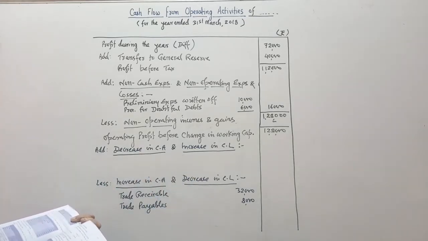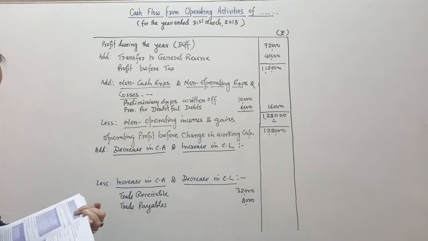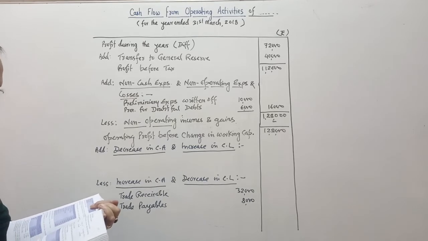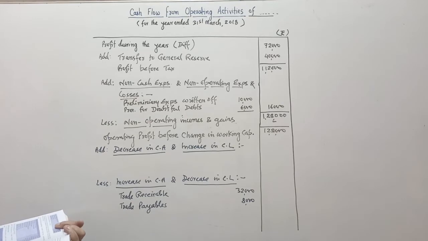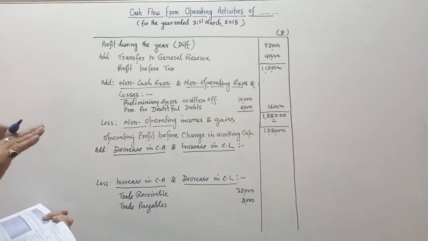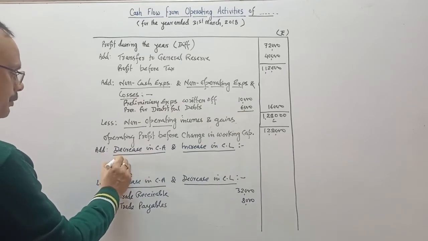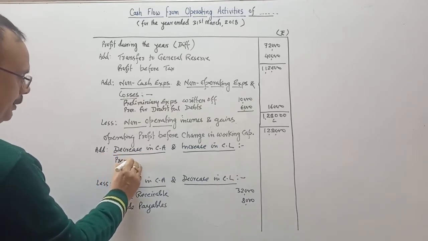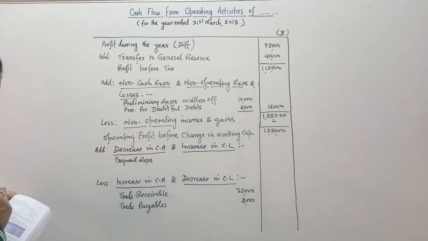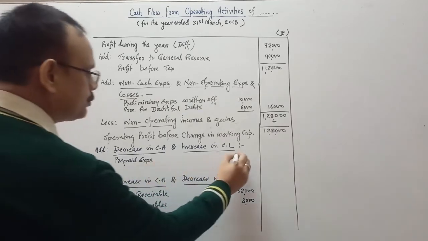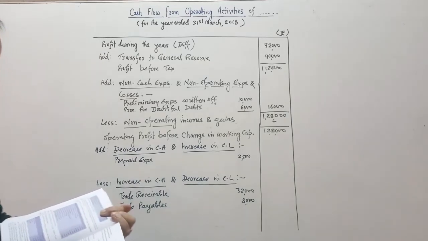Next is prepaid expense. Prepaid expense is a current asset. Last year, in 2017, prepaid expenses were given as 7,500 and in 2018 it is 5,000. So prepaid expenses also decreased. Since current assets decrease, we will add it. Prepaid expenses decreased by 2,500, from 7,500 to 5,000.